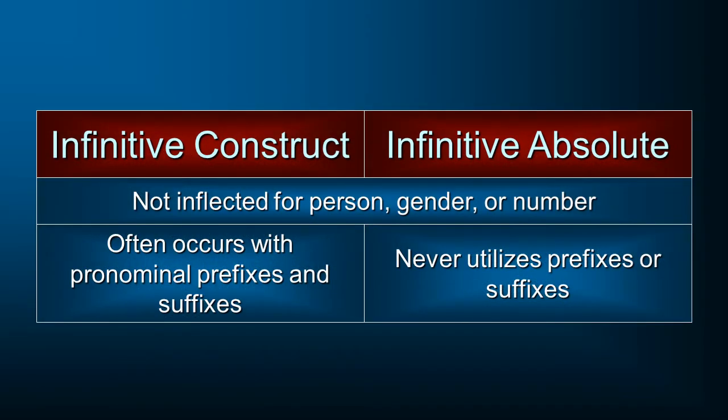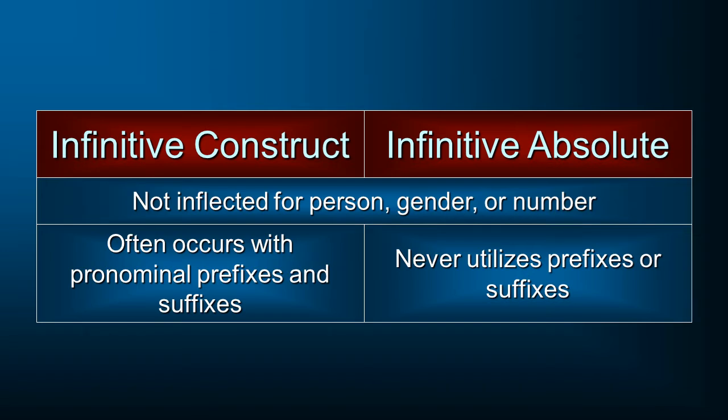And so I have both the infinitive construct and the infinitive absolute. Now, these are going to be two different. They're not inflected for person, gender, or number. So, when you say to kill, how many people are doing it? Is it masculine or feminine? That's not in the word. Is it me killing? Is it you killing? Just to kill doesn't have any of those.